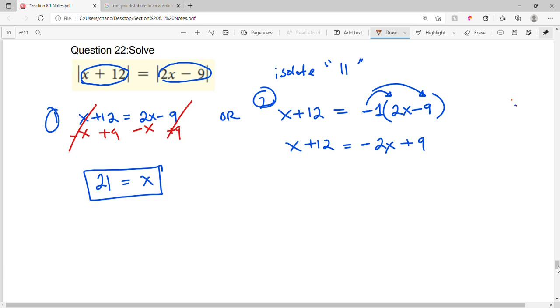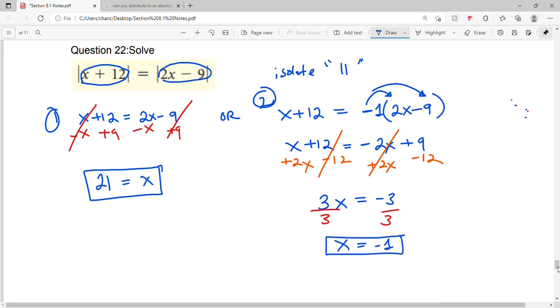We'll collect like terms. I'll choose to add the 2x to both sides just to keep my variable positive, and we'll subtract 12 to cancel out that 12. We have negative 2x and 2x also canceling out. On the left, x plus 2x gives us 3x. On the right, we have 9 minus 12, which gives us negative 3. We'll divide both sides by 3, and x equals negative 1. Our two solutions are negative 1 and 21.